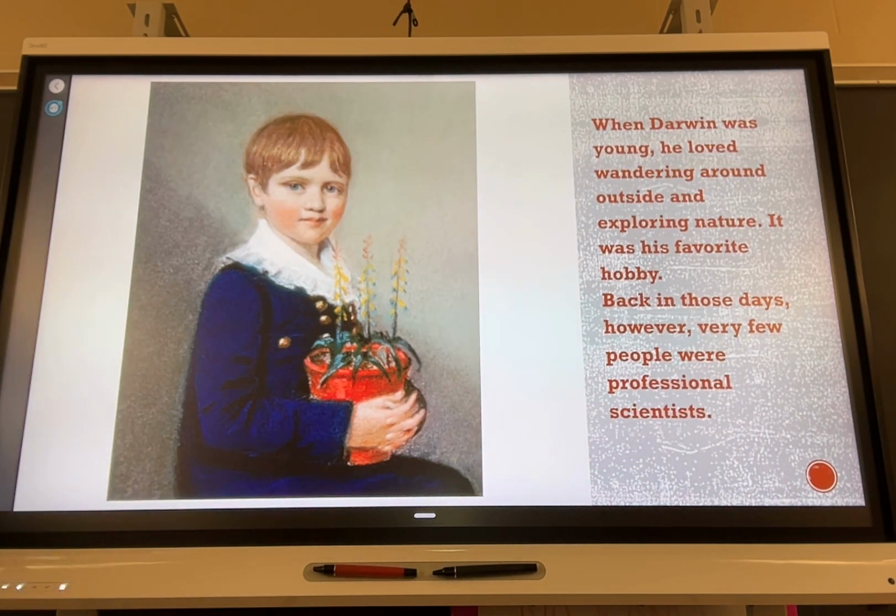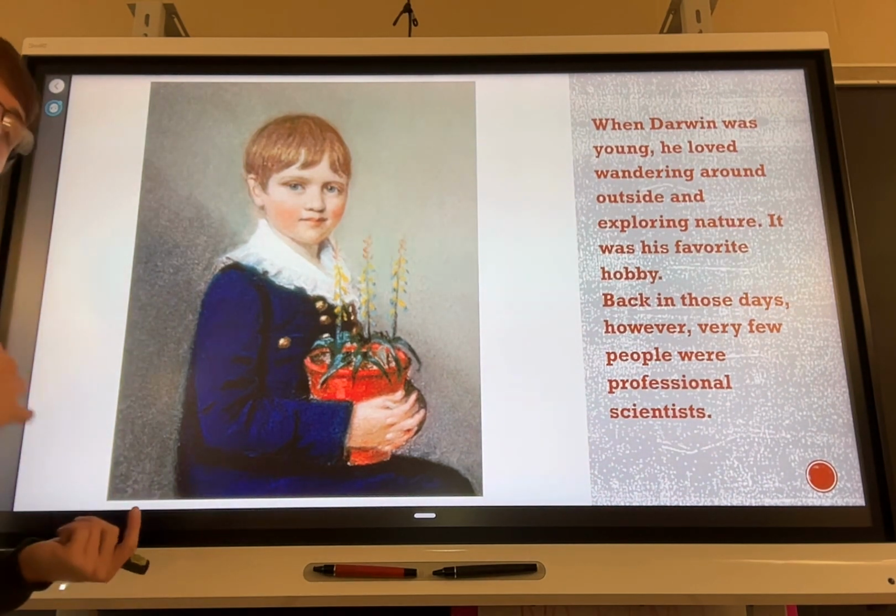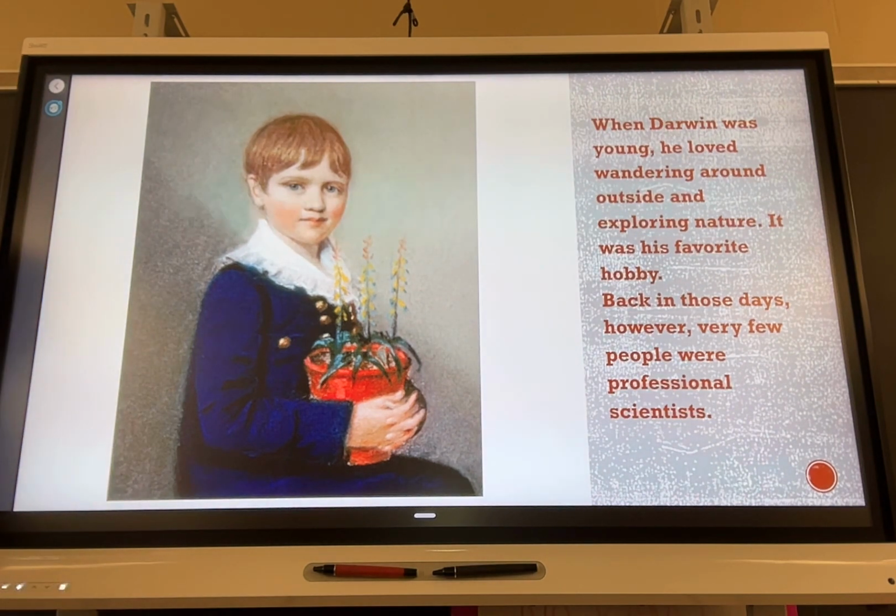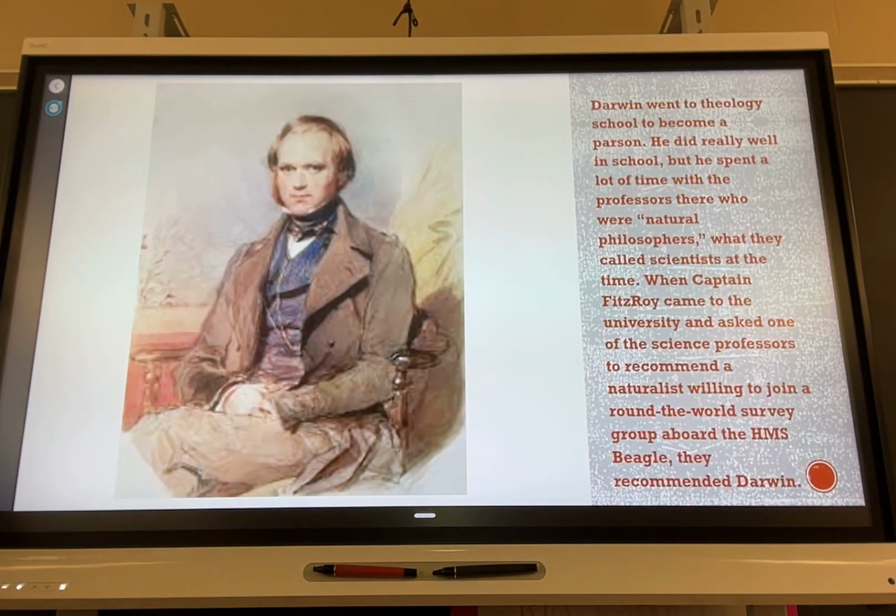At the time, though, it was very hard to become a professional scientist. There were not a lot of people that could get paid well for studying the natural environment. So what did he do? He decided to get a job as a parson, or a religious individual.